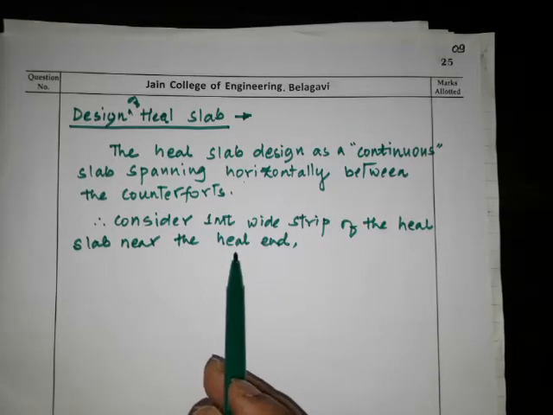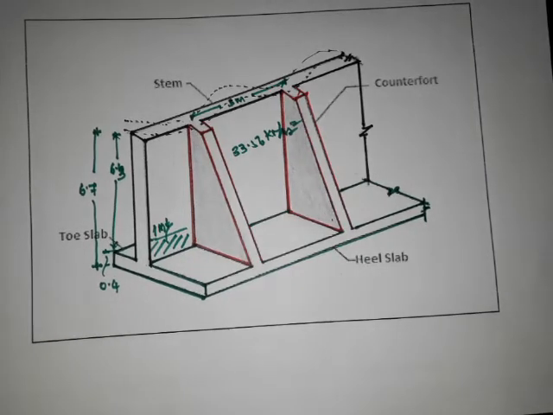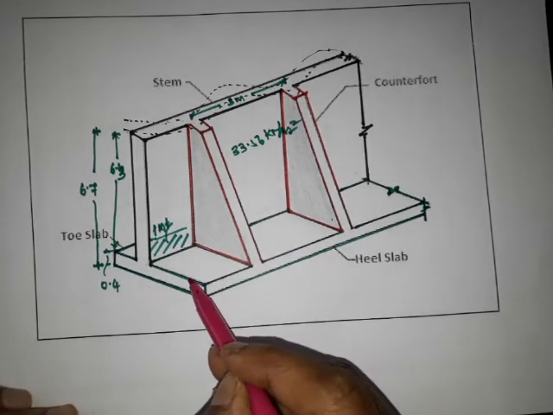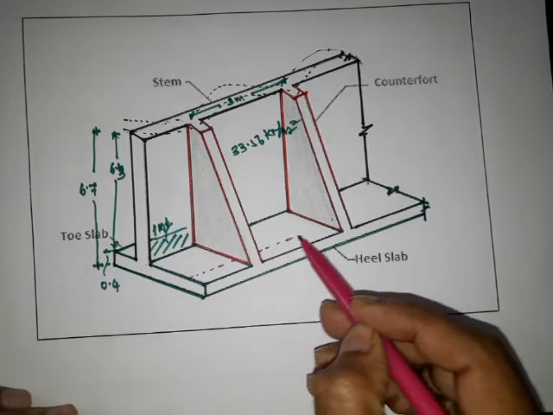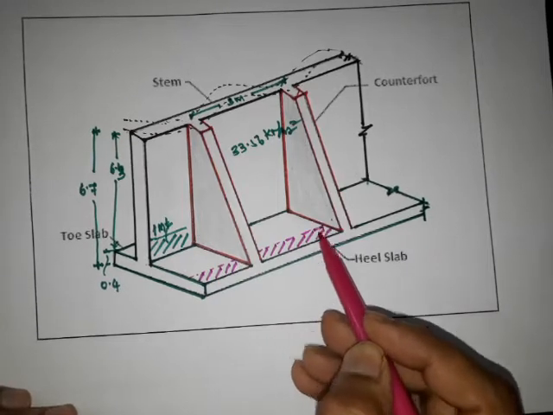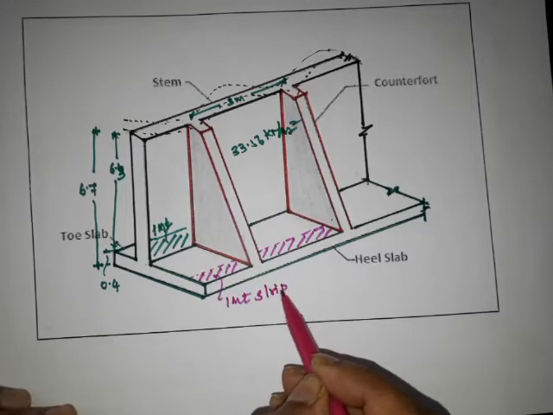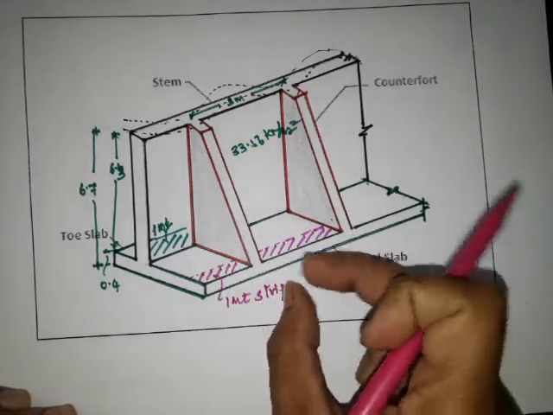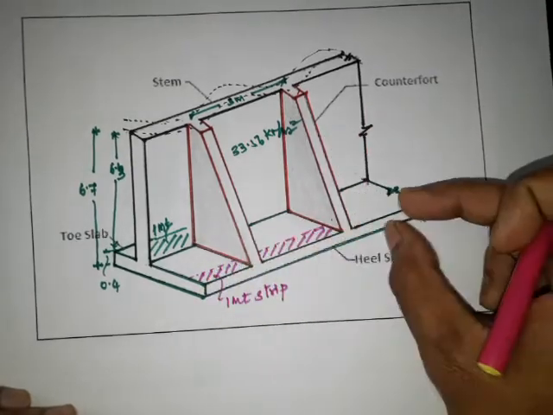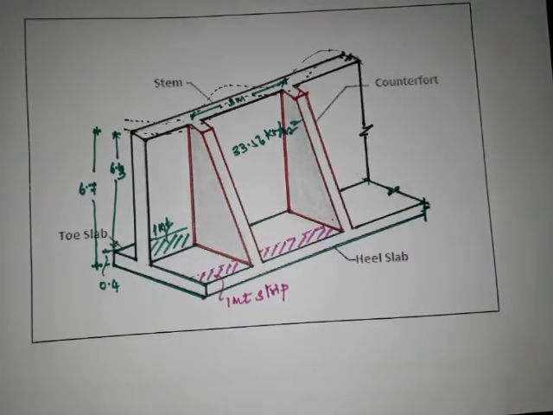So what you have to do now, let us come back here. You have to consider a 1 meter wide strip here. I'll color it with this. You have to consider a 1 meter wide strip like this near the heel end. So this is the heel end, and this will be the 1 meter strip. For the design of the heel slab, you have to consider a 1 meter wide strip at the heel end.